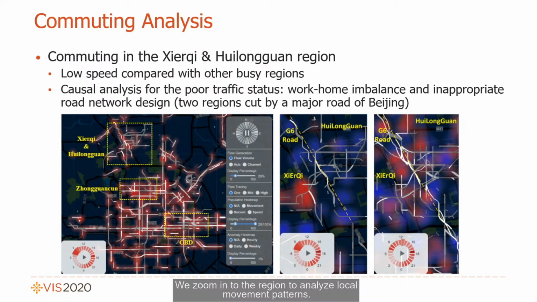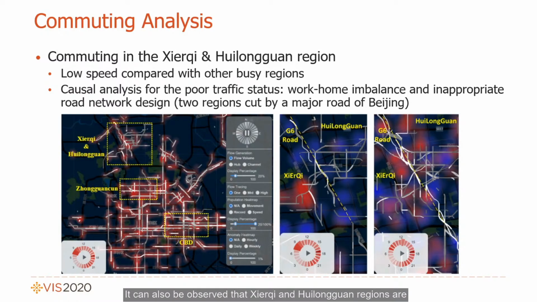We zoom into the region to analyze local movement patterns. The OD heat map in the bottom middle tells us that during the commute, people are moving from their homes at Huilongguan, the blue hotspot, to work locations in Xierqi, the red hotspot. No such bipolar pattern is found at noon, after commute time.